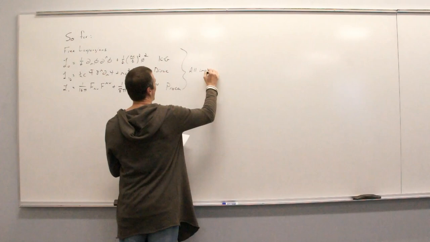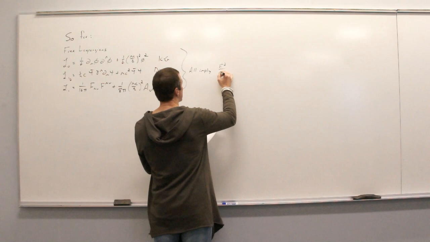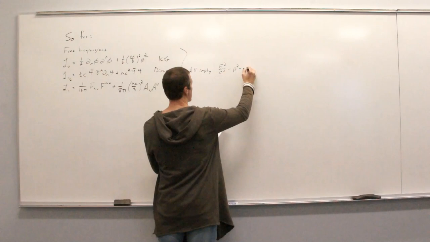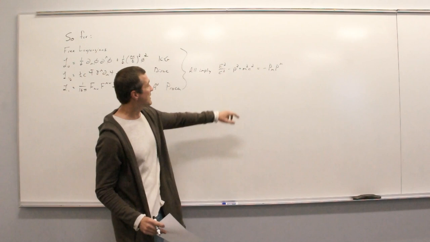Okay. Now, this is a quick review of what we've done so far. So all of these, of course, imply the satisfaction of the mass shell condition, E squared over C squared minus P squared equals M squared C squared, which is really just minus the magnitude of the four momentum. This is the spatial momentum, px, py, pz, okay?